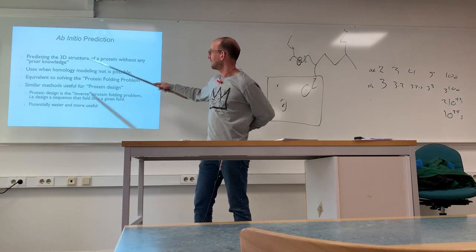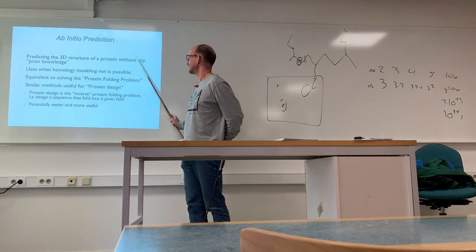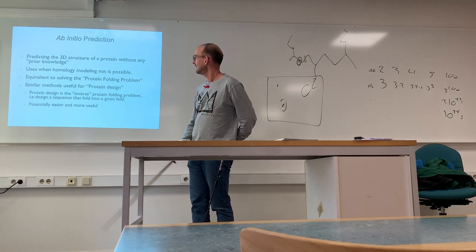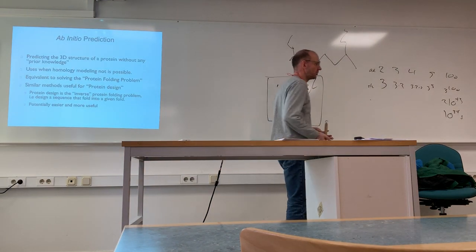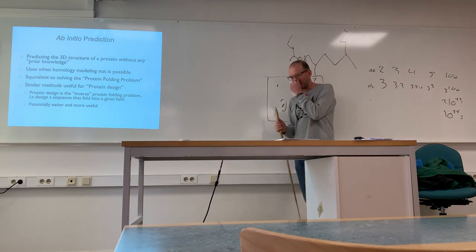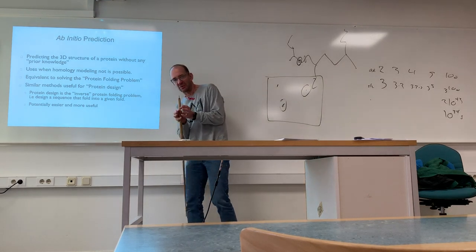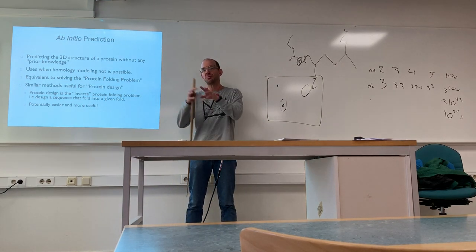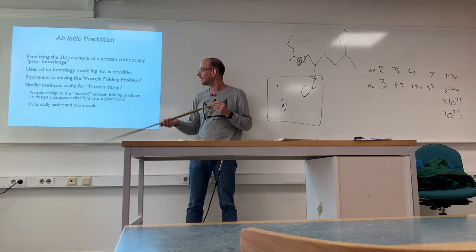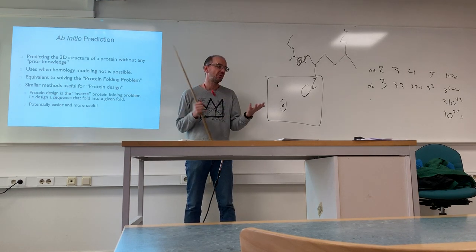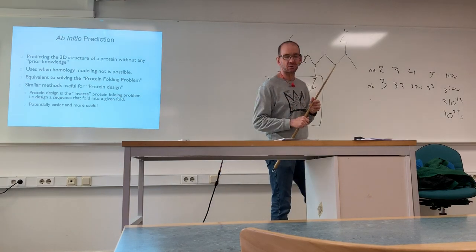So basically, the prediction problem is that we want to predict the structure of a protein without any prior knowledge. The idea is that you want to use it when you cannot do homology modeling because you don't have the structure at all. But even if you do homology modeling, you might have a long loop or a small subdomain that is inserted, and if you have the physics, you can use the same methods for understanding that, given all the other constraints.